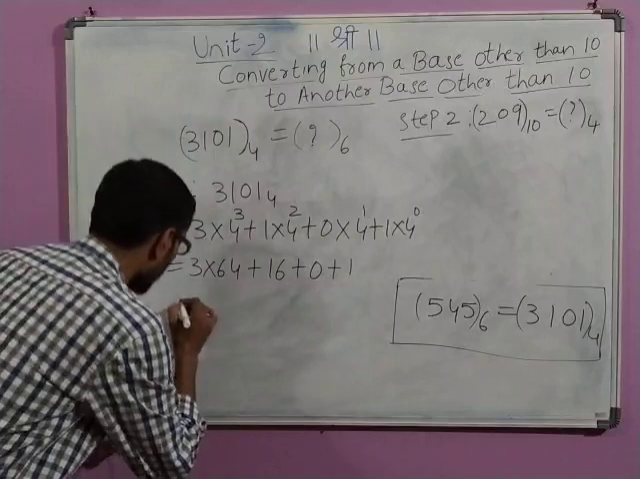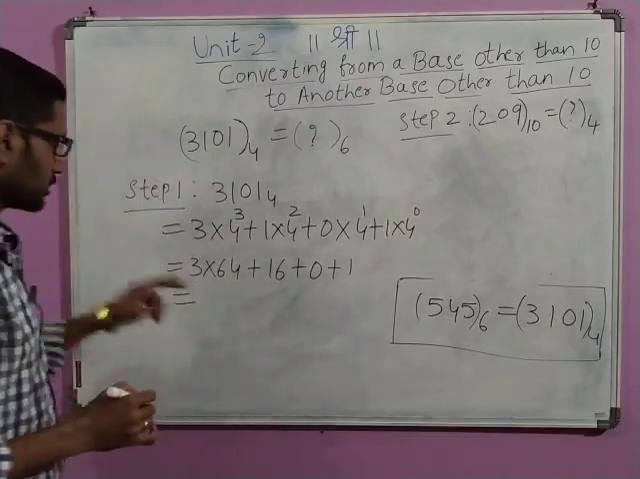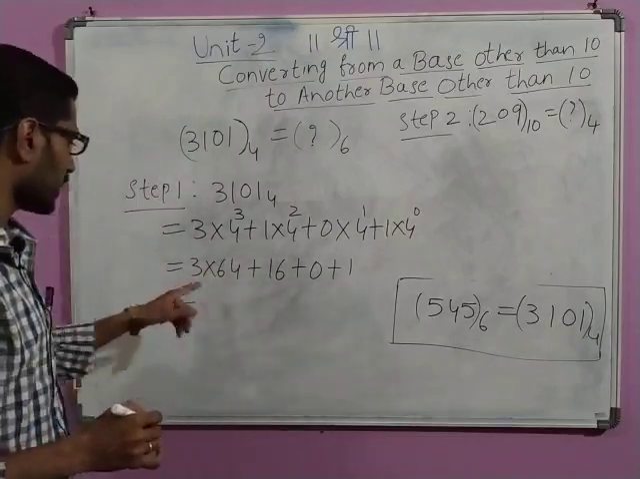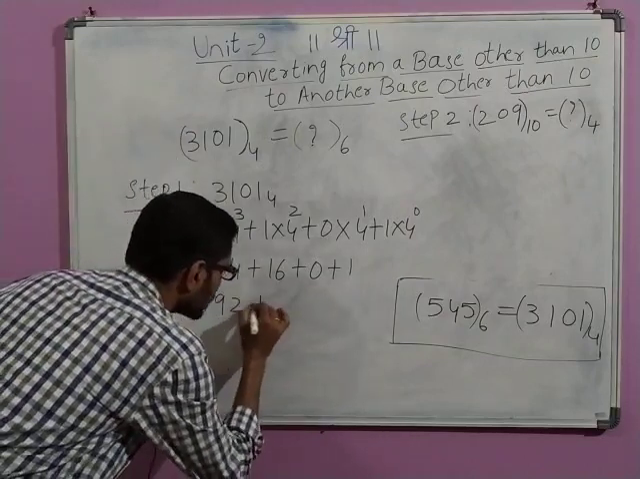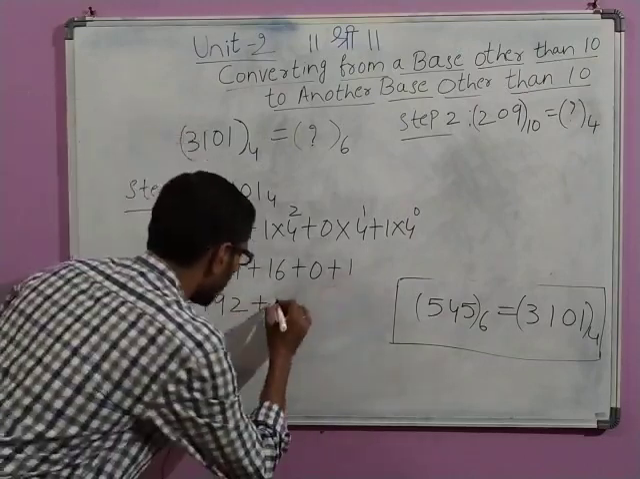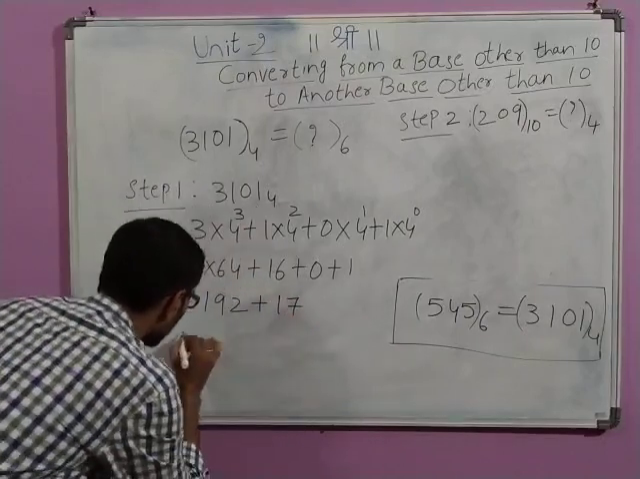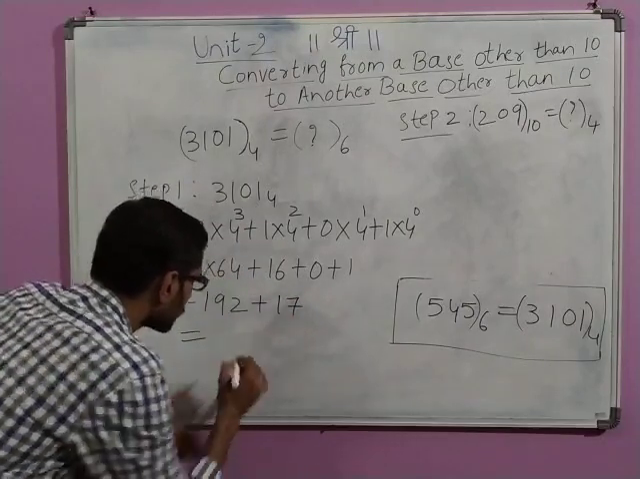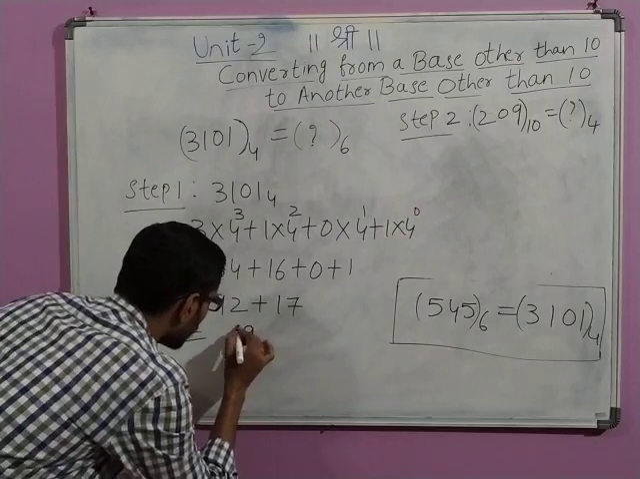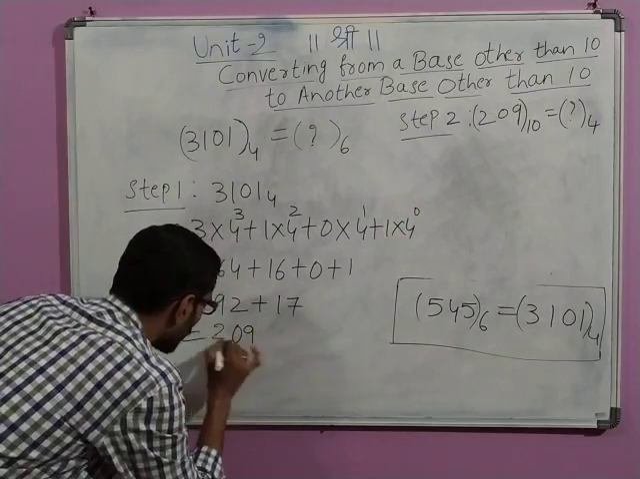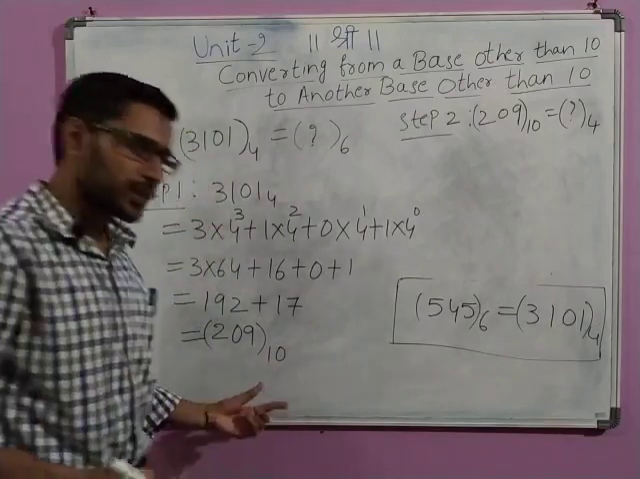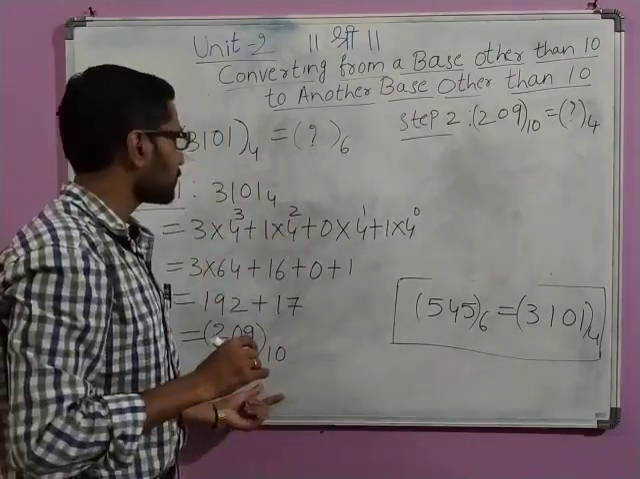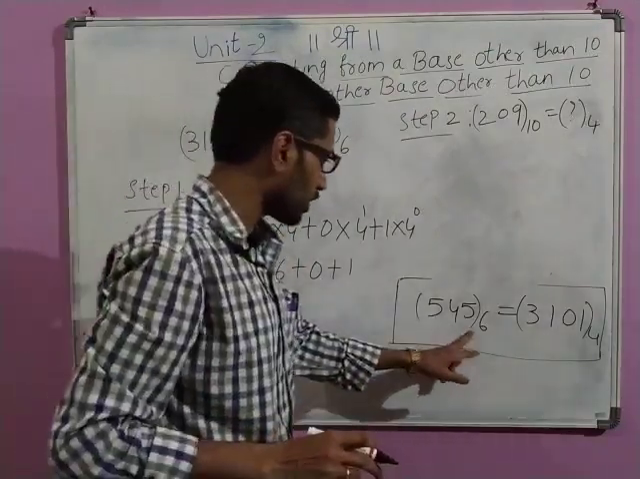Now what will we get? 64 into 3, 6 3s are 18, 180, 180 plus 12 will be 192, 192 plus this will be 17. So how much will it be? 7 plus 2 is 9, 9 plus 1 is 10, so it will be 0, 1 plus 1 will be 2, 209 to the base 10.